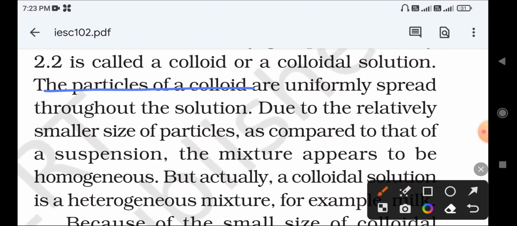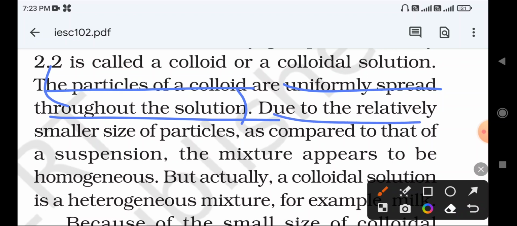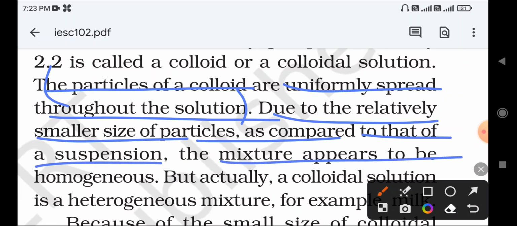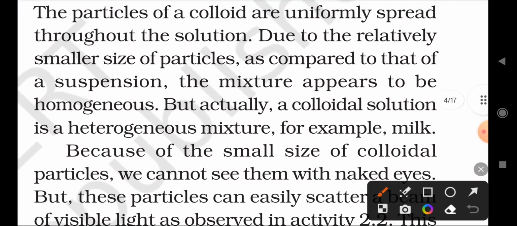The particles of a colloid are uniformly spread throughout the solution due to the relatively smaller size of the particles as compared to that of a suspension. The mixture appears to be homogeneous. The size of the particles of a colloid is very small, and it looks like a homogeneous mixture. They are uniformly spread throughout the solution, so they look homogeneous, but they are not a homogeneous solution. These are heterogeneous mixtures, remember that. Actually, a colloidal solution is a heterogeneous mixture.